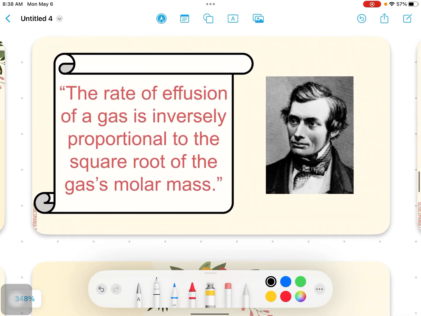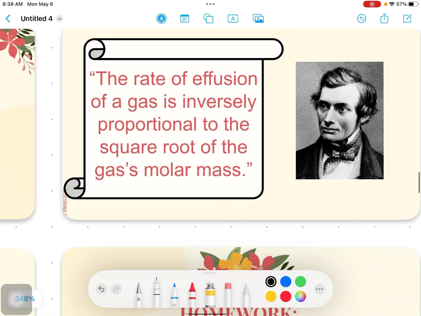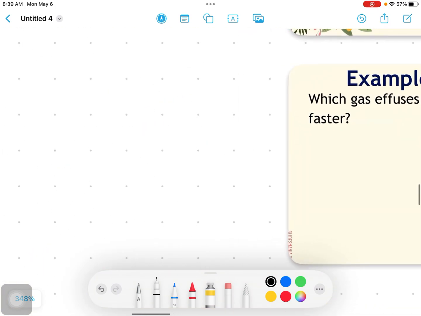So, Graham's law: the rate of effusion of a gas is inversely proportional to the square root of the gas's molar mass. So you will have to be able to solve for square root. Good thing you get to use a calculator that has a square root function on it. And we solve for molar mass.